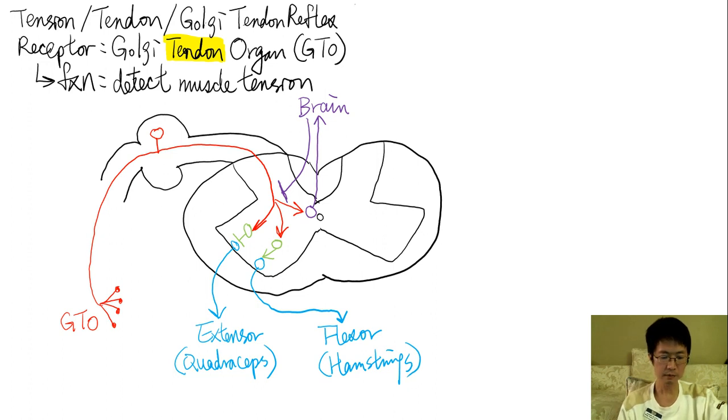And of course, this is the alpha motor neuron. And this is also the alpha motor neuron. Okay. For the GTO, Golgi tendon organ, there's no gamma motor neuron. There's no gamma motor neuron. Okay.